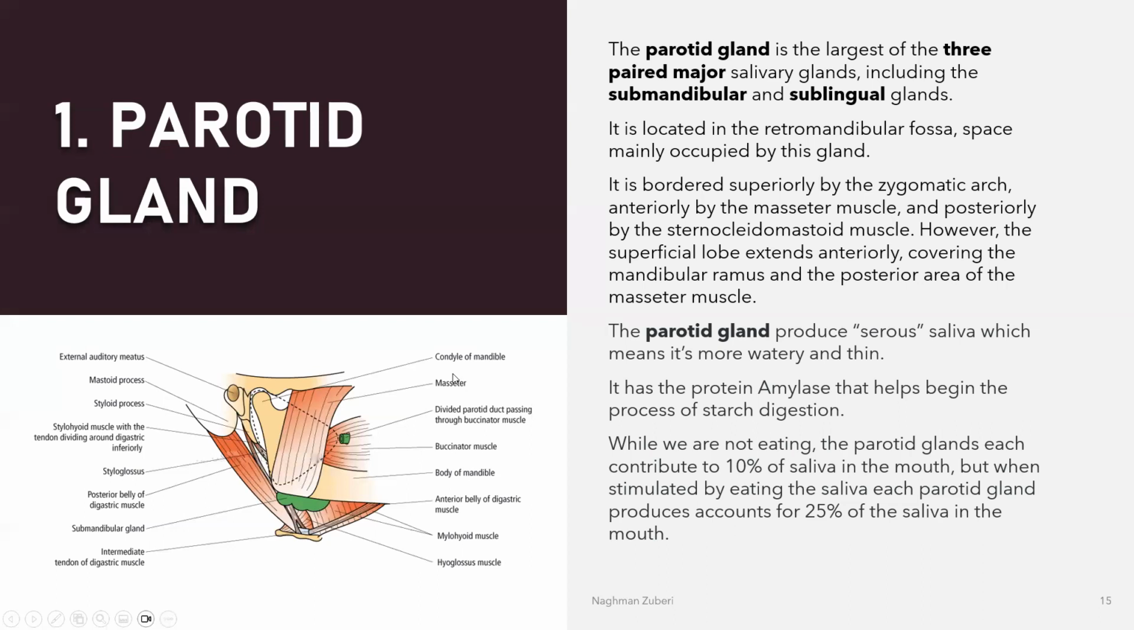Parotid gland. Parotid is the largest of the three paired major salivary glands, including the submandibular and sublingual glands. It is located in the retromandibular fossa, a space mainly occupied by this gland. It is bordered superiorly, and questions come on the boundaries, by the zygomatic arch, anteriorly by the masseter muscle, posteriorly by the sternocleidomastoid muscle. However, the superficial lobe extends anteriorly, covering the mandibular ramus and the posterior area of the masseter muscle.